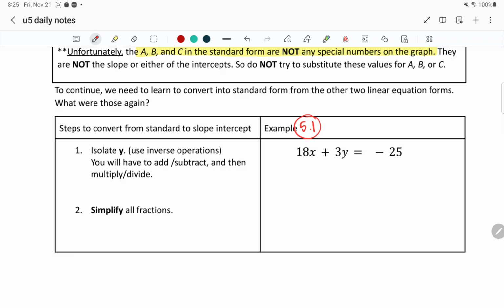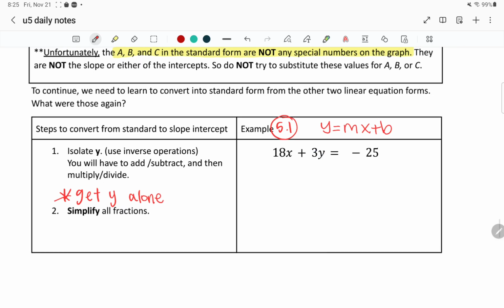So our goal is to go from standard form, where I see x and y on the same side of the equal sign, to slope-intercept form, which is y equals mx plus b. And our trick is the same as my step 1, which is get y alone. If I can get y alone, then I put it in slope-intercept form. That's my rule. So if I had to make a little bit more specific steps, we're trying to get y alone. So I'm going to subtract the 18x to the other side.